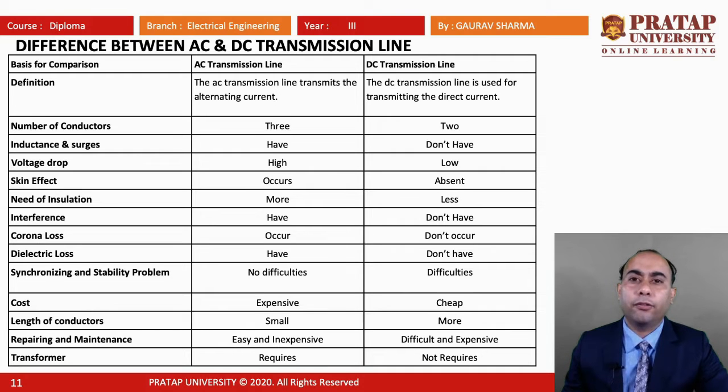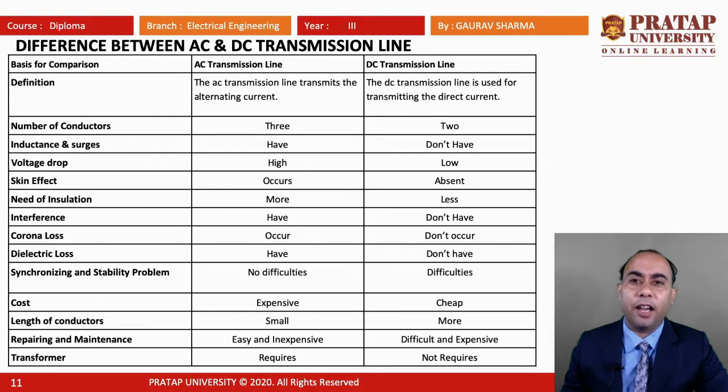So it occurs in the AC system, but it is totally absent in DC. When we talk about insulation, in an AC system we require more insulation, but compared to the same voltage in DC, we require less.